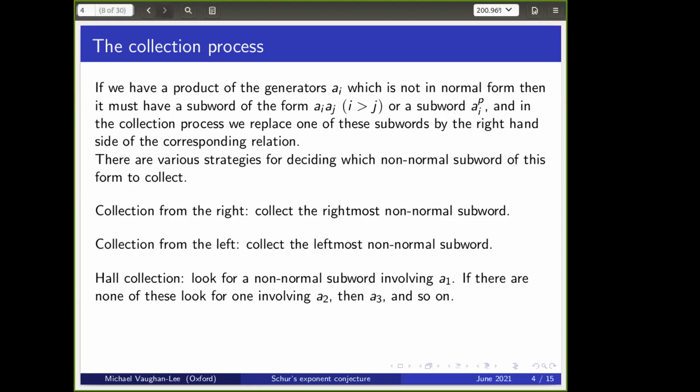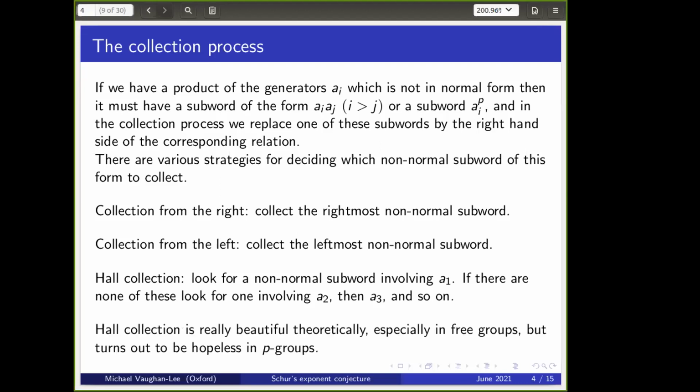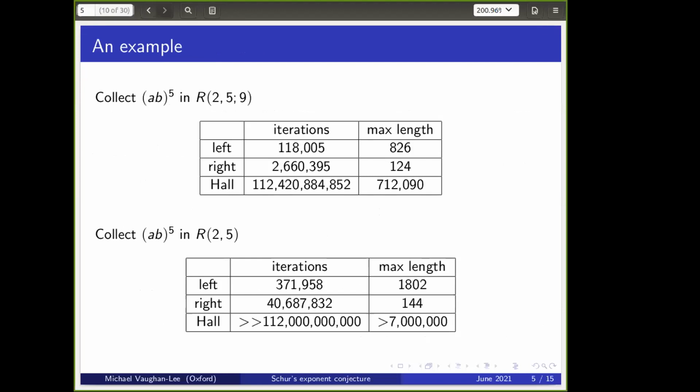Collection from the right: you scan the word from the right, and the first ai aj out of place you come to, that's the one you collect. In collection from the left, you scan from the left and collect the leftmost non-normal subword. In the 1940s, Philip Hall introduced collection for the first time. It was called Hall collection, well, I call it Hall collection. In this form, you look for a non-normal subword involving a1 and collect that. If there aren't any of those, you look for one involving a2 and collect that, and so on, then a3 and so on. Hall collection is really beautiful theoretically, especially in free groups, but it turns out to be hopeless in p-groups. I'll give you an example of how the different strategies of collection work out.